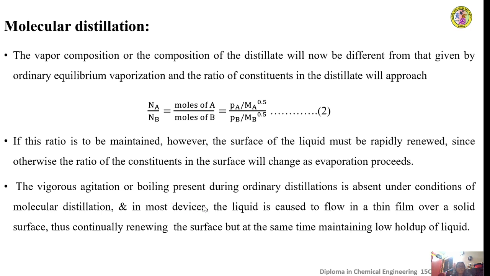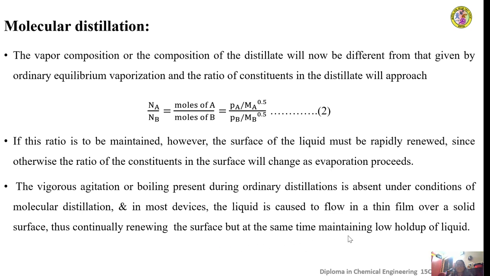The vigorous agitation or boiling that is present during the ordinary distillations is absent under the conditions of molecular distillation, and in most devices the liquid is caused to flow in a thin film over the solid surface, thus continually renewing the surface, but at the same time maintaining low liquid hold up. So renewing the surface means removing the surface very frequently from the distillation area. That is, if you make the liquid flow as a thin film over a surface, then the surface of the liquid keeps getting renewed rapidly, that is continuously, at a faster rate. In that way, exposure of the liquid surface to the distillation temperature can be kept at a minimum.